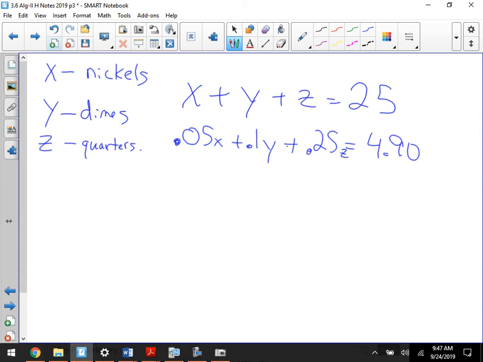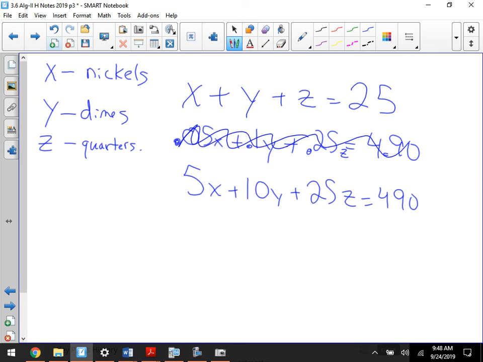I'd move my decimal place over twice, and then I'm just going to rewrite this as 5x plus 10y plus 25z equals 490. That way I don't look at this anymore. Okay? And now that I did that, there's one other trick thing I'm going to do right away.